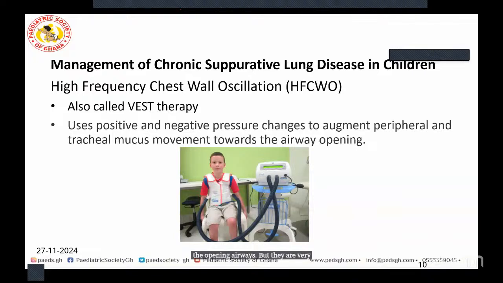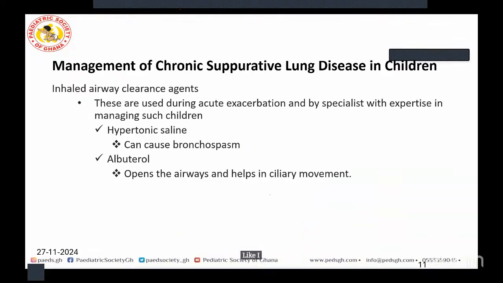But like I've already mentioned, you can use non-expensive devices or non-expensive techniques. Even exercising, I didn't put a slide here, but just regular exercising for children that have chronic suppurative lung disease or bronchiectasis can help bring a lot of mucus out so that they don't get stuck in the airways and cause problems.